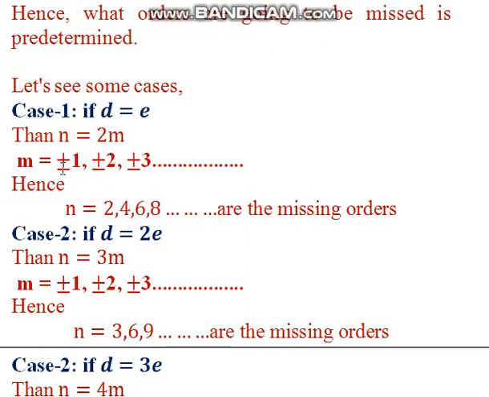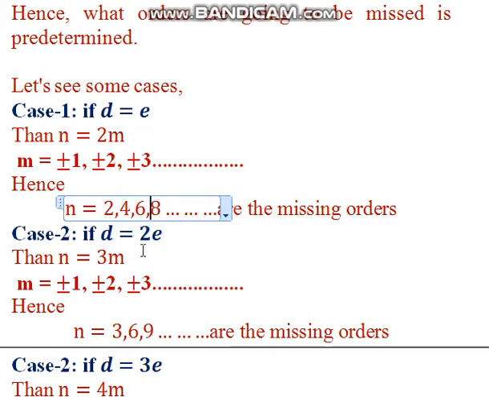So n is equal to 2m. Here m is equal to plus minus 1, plus minus 2, plus minus 3. m is the order of the diffraction minima. Whenever you put these values in this equation, you find that n is equal to plus minus 2, plus minus 4, plus minus 6, plus minus 8. These are the missing orders of the interference. That means these orders will not be displayed in the final pattern.